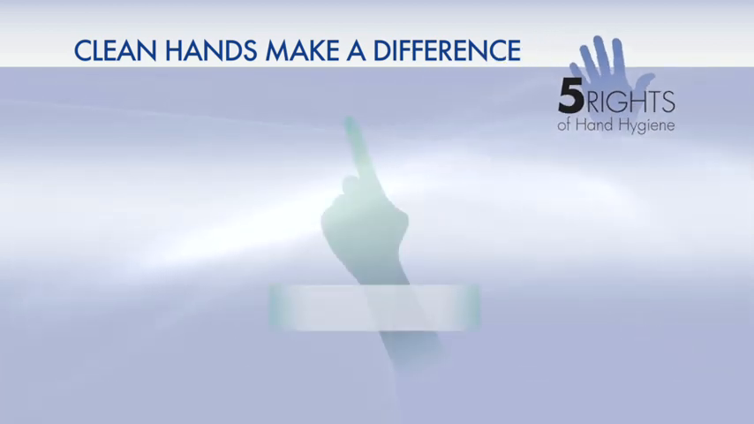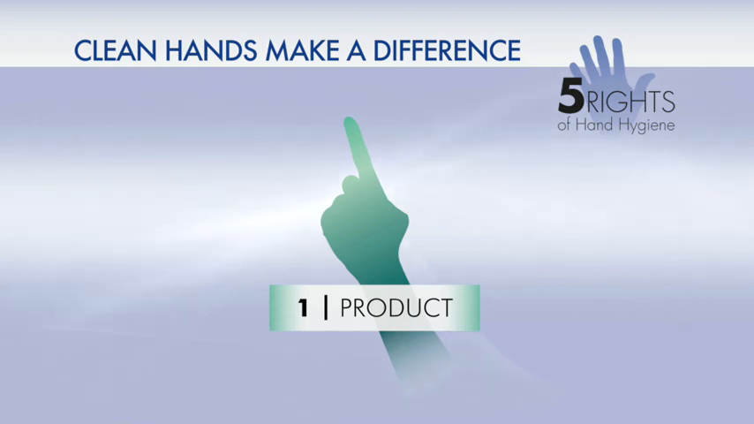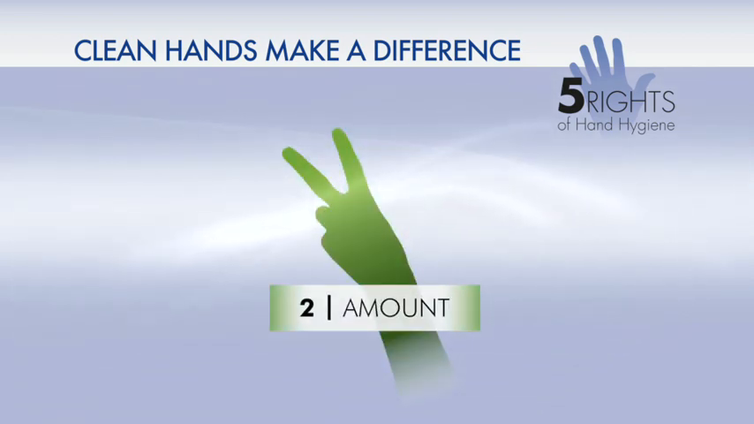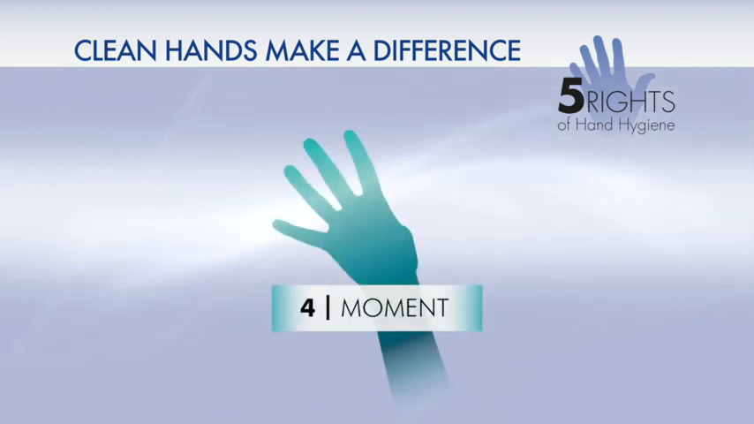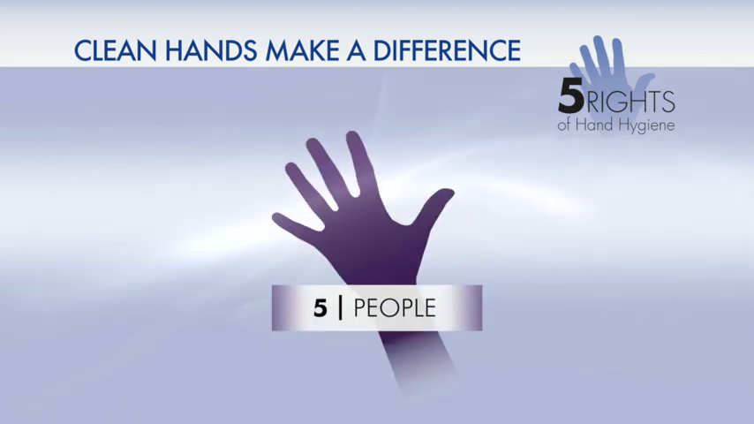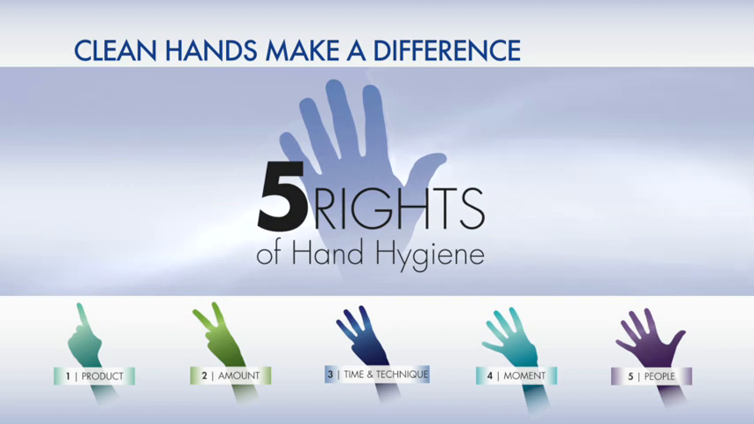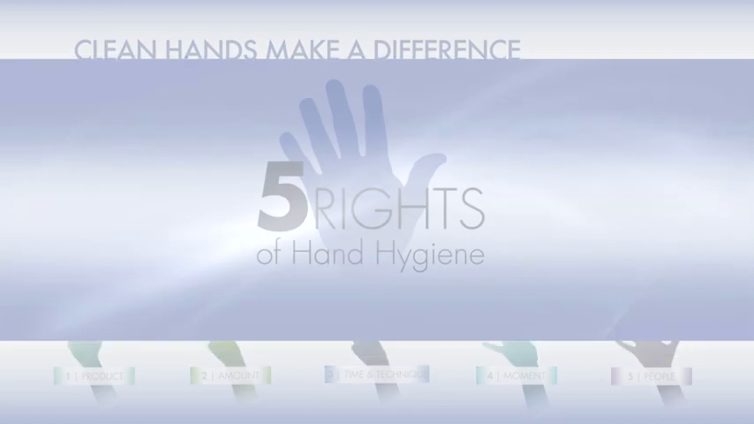They include choosing the right product to clean hands, using the right amount of product, doing this for the right amount of time using the proper technique, performing hand hygiene at the right moments, and making sure the right people are performing hand hygiene. Let's briefly discuss each of the 5 rights of hand hygiene, and then we will provide more in-depth education into a few of these areas.